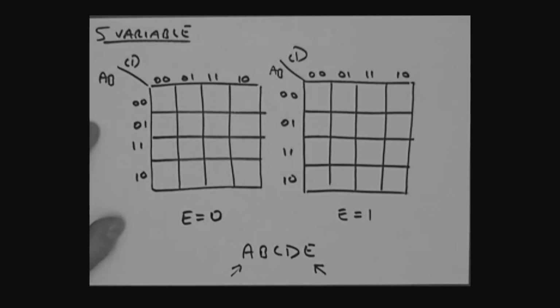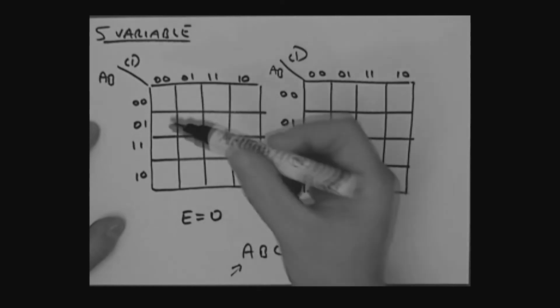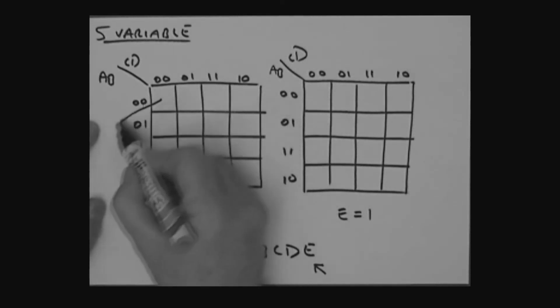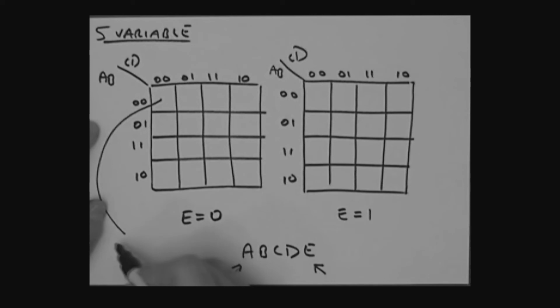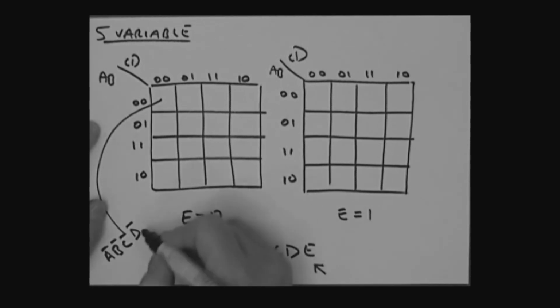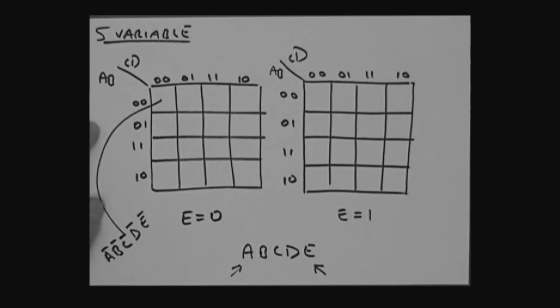There are other ways to draw these maps. It's the understanding of what we're doing here that is important. So what is this square right here? If I look, and I'll write it off to the side over here, what is that product term? That product term would be A bar, B bar, C bar, D bar. It's on the E bar map, E bar. That's that particular product term there.